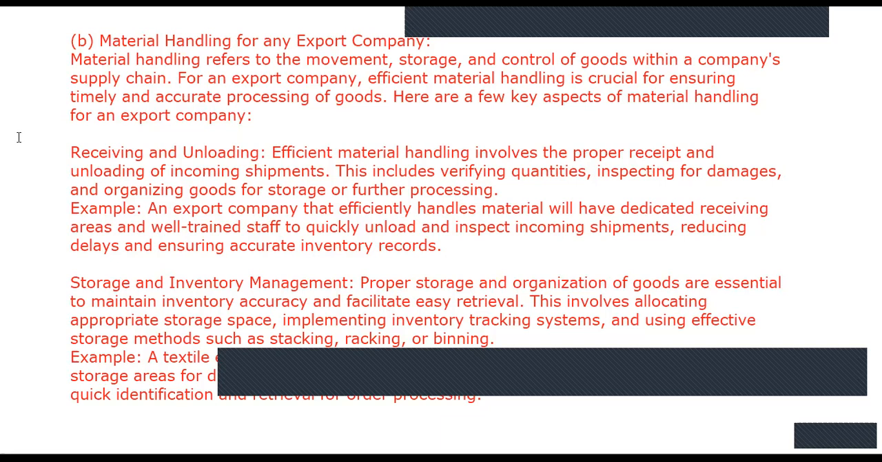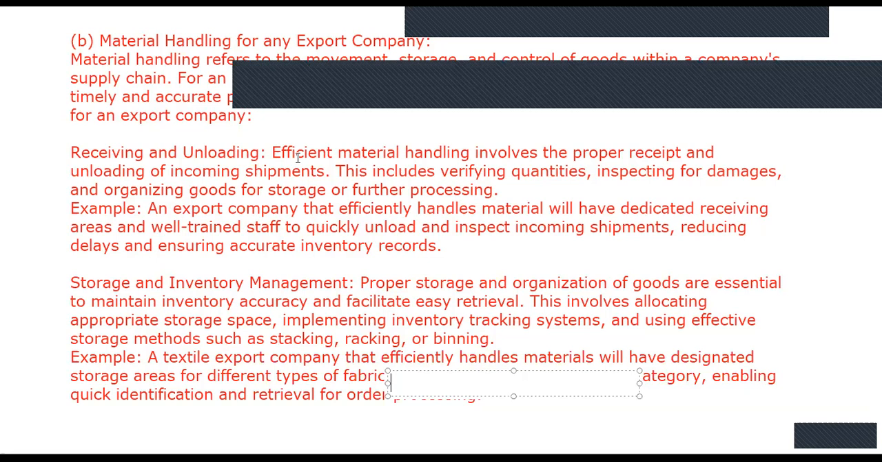Number two, storage and inventory management. Proper storage and organization of goods are essential to maintain inventory accuracy and also facilitate easy retrieval. This includes allocating appropriate storage space in the warehouses, implementing inventory tracking systems, and using effective storage methods such as stacking, racking, and binning. For example, a textile export company that handles its materials efficiently would designate areas for storing different types of fabrics, organized by SKU or product category, enabling quick identification, retrieval, and order processing.